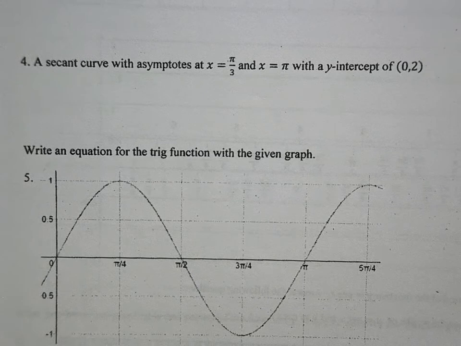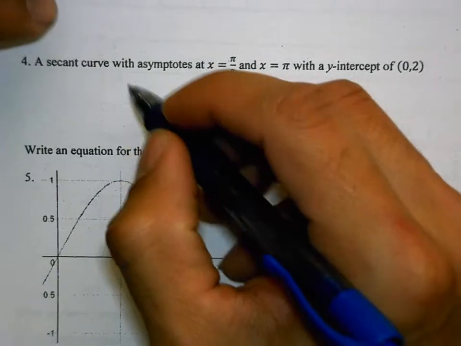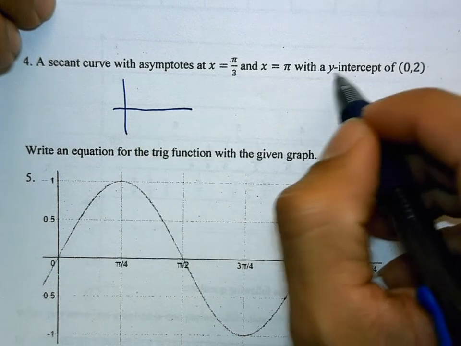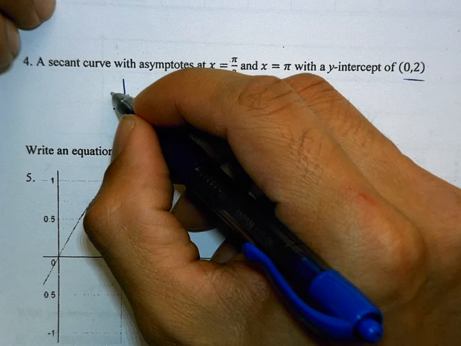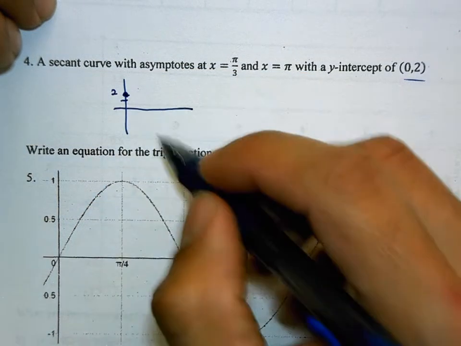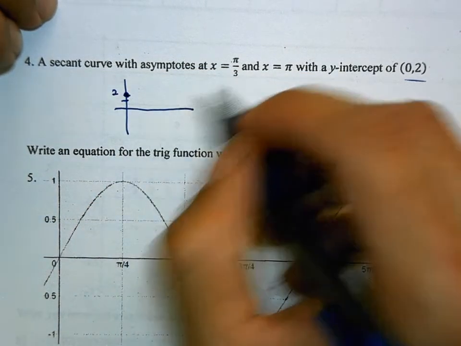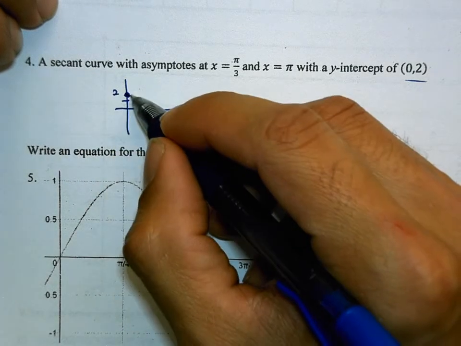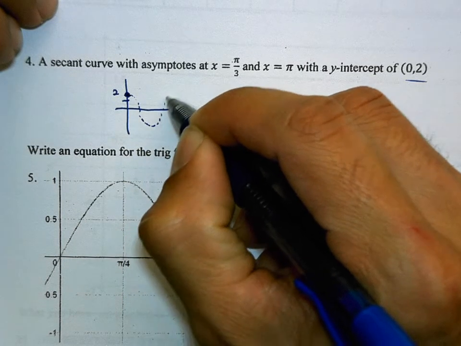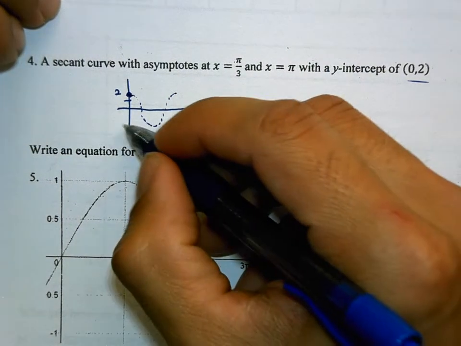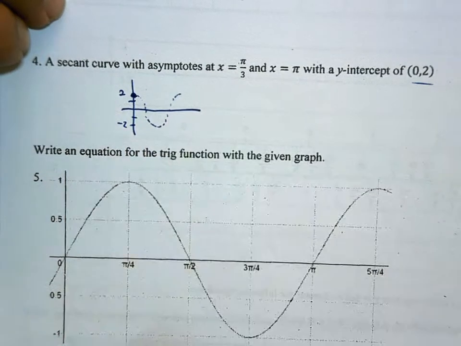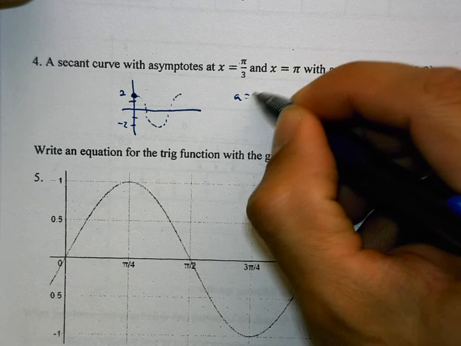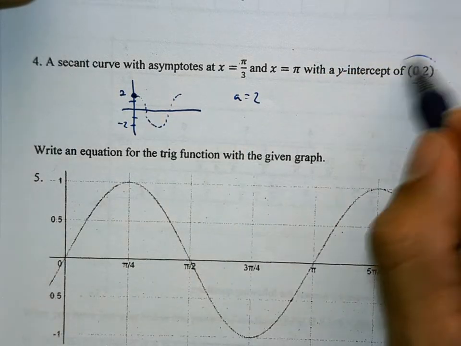So here we go. What I'm going to do is attempt to draw a secant curve for you real quick based off of cosine. The y-intercept at (0, 2), and it has to have asymptotes at pi over 3. Secant is based off of cosine. So I'm thinking it goes like that and like that at this point. I got a 2 and a negative 2. I kind of know what the A value is at this point. I have a feeling that A is going to be 2 just based off of that information right there.